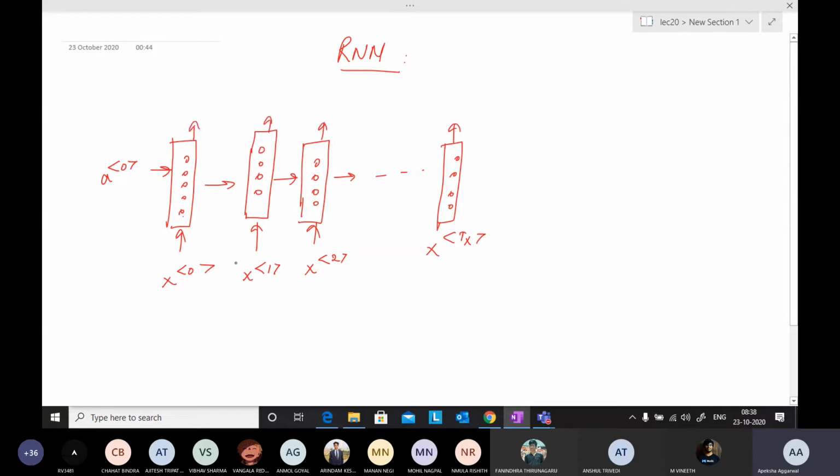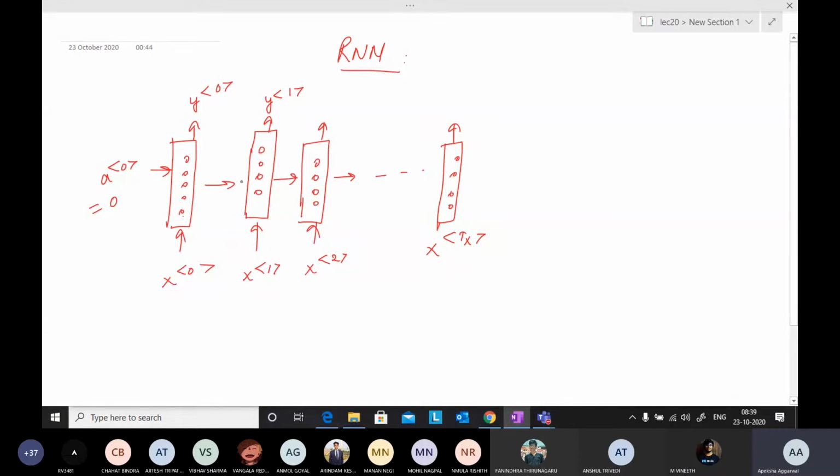In this we have input terms x0, x1, x2 up to xt, and output is y at every time step. Okay. So first of all, we have to see how activations for this are defined. For the first layer we don't have activation, so a0 is generally assigned to 0. We generally initialize it to 0.